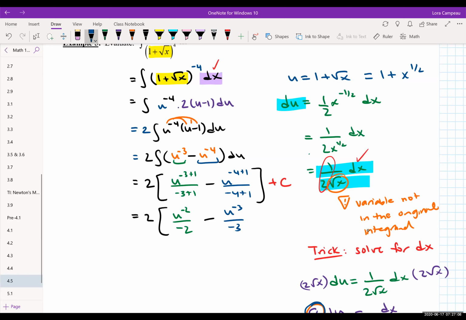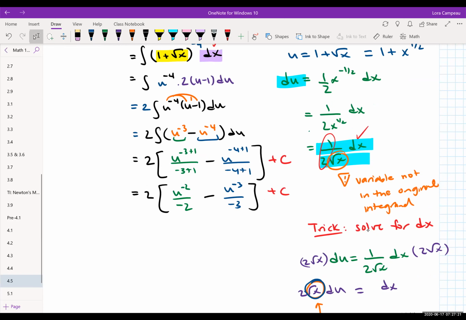And at this point, if you're inclined to do so, constants being factored out is not too big of a deal. You could leave constants factored out, but sometimes you'll see that when you distribute the 2, maybe stuff will cancel out with the fractions. So I might do that.